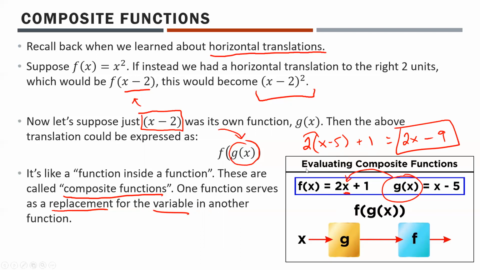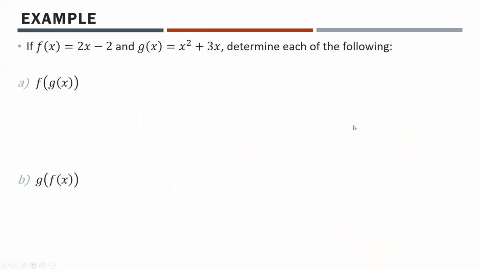All right, we're going to do a lot more like this as well. Hopefully it's making sense. If it doesn't, hopefully it makes sense as we go along. So let's do a couple examples here. If f of x is 2x minus 2 and g of x equals x squared plus 3x, determine each of the following. Well, the first one here is f of g of x. So we're taking g of x and we're putting it inside of f of x, okay?